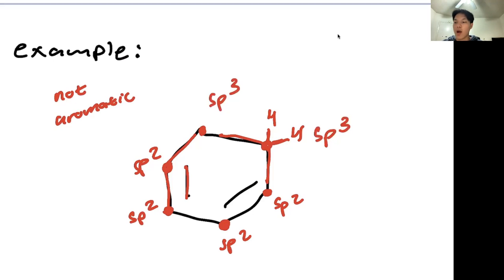has to satisfy 4n plus 2, right? 4n plus 2. How many pi electrons does this molecule have here? It has 2 pi bonds, right? Which means it has 4 pi electrons. And is there a whole number that can fit this n? No, I don't see any. If I put 0, it's 2. If I put 1, it's 6. So it also breaks that rule.